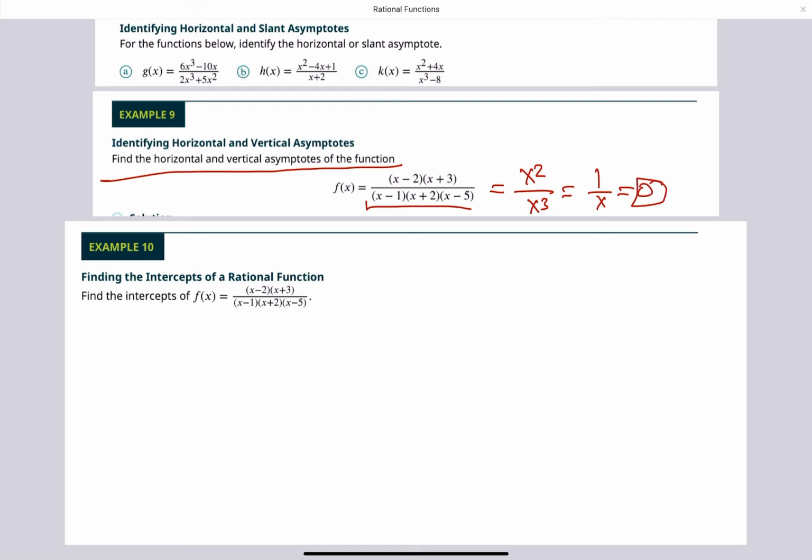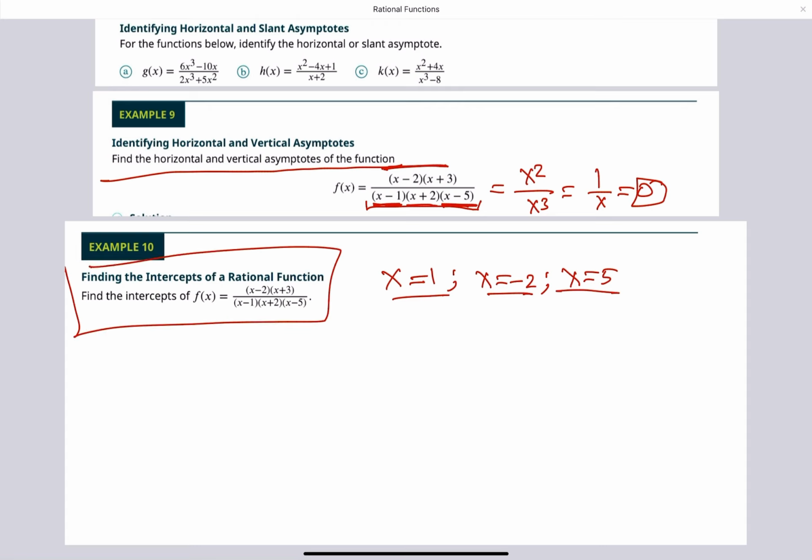Vertical asymptote, I would take the denominators, making sure I don't have any common factors with the numerators. Do I? No. X minus 1, is it present in the numerator? No. X plus 2, is it present? No. Is x minus 5 present in the numerator? No. Which means all three are vertical asymptotes. X equals 1, x equals negative 2, and x equals 5. You place them all equal to 0.